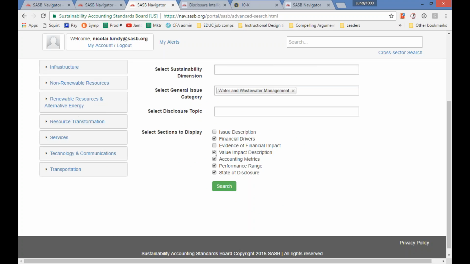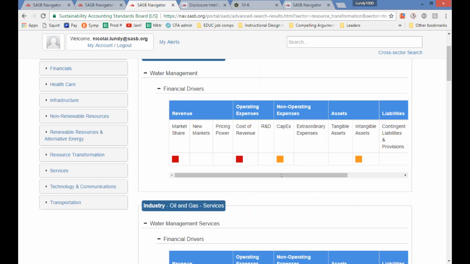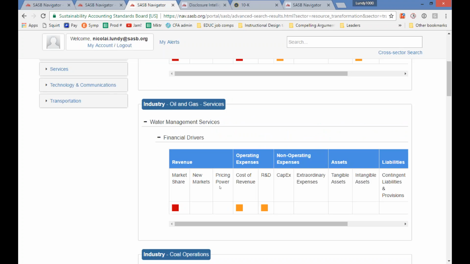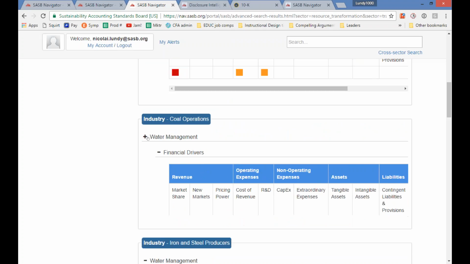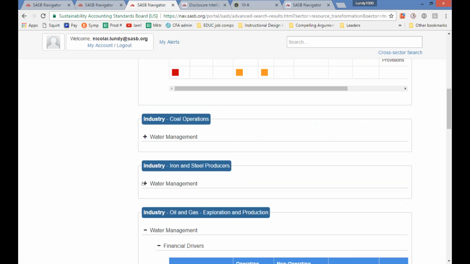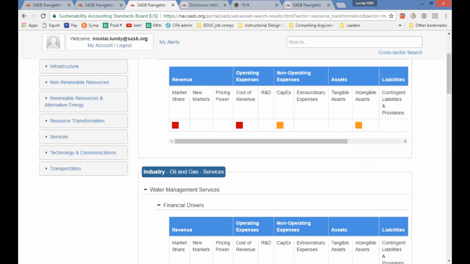And let's say you just want to see how water and wastewater management impacts financial drivers. Let's just pick that specifically. For those different sectors, you can see how water management was identified as likely material, and construction materials. These are the different profiles of financial drivers, where it's a bit different in the oil and gas services industry, and a bit different in the coal operations industry. So you can just scroll down industry by industry to see where the water and wastewater management topic was identified as material and what the financial drivers are.